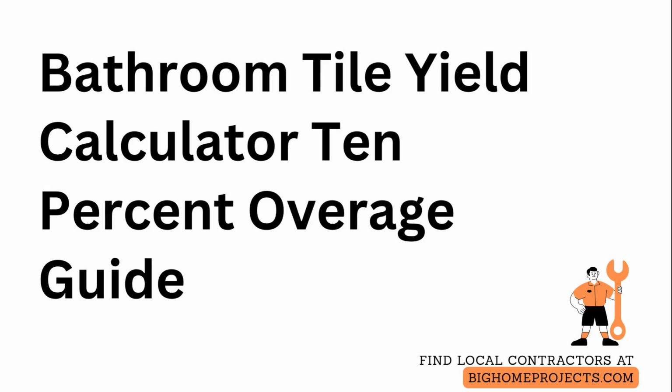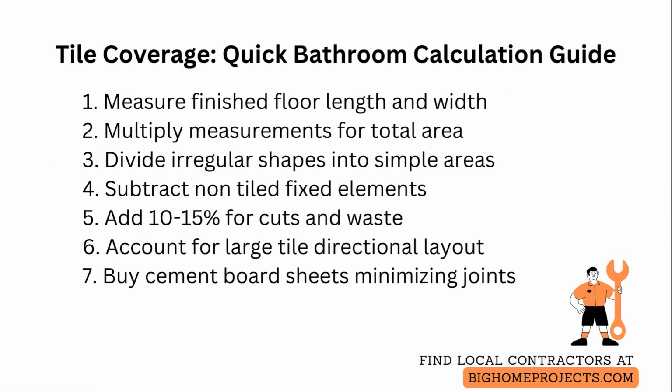To calculate how much tile you need for a bathroom floor, measure carefully and plan for waste. Start by measuring the length and width of the room at the finished floor surface and multiply those two numbers to get the total square footage. For irregular shapes, divide the floor into simple rectangles and triangles, measure each, then add the areas together.